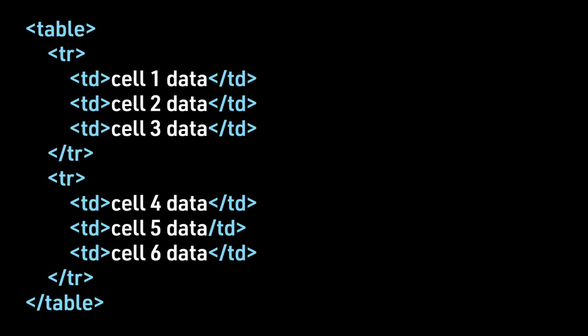Table opening tag, TR opening tag, TD cell data 1, end TD, TD cell data 2, end TD, TD cell data 3, end TD, end TR, TR opening tag, TD cell data 4, end TD, TD cell data 5, end TD, TD cell data 6, end TD, end TR, table closing tag. How would this display?